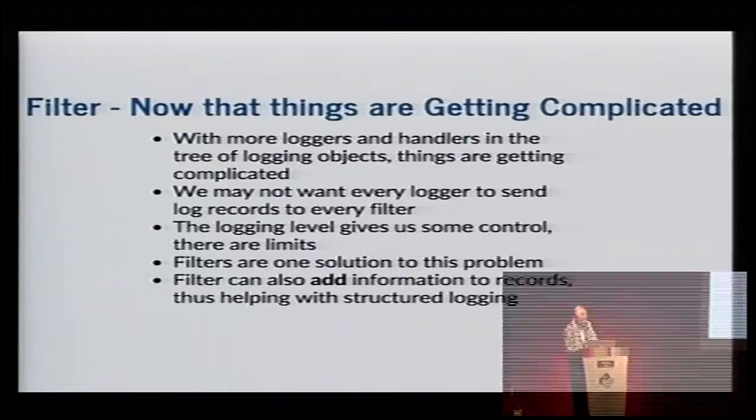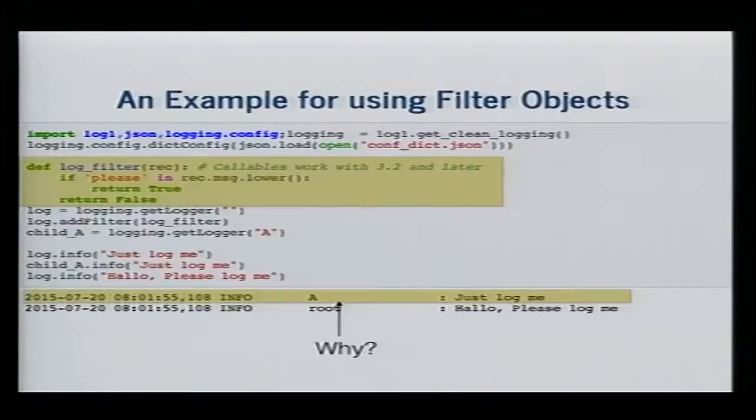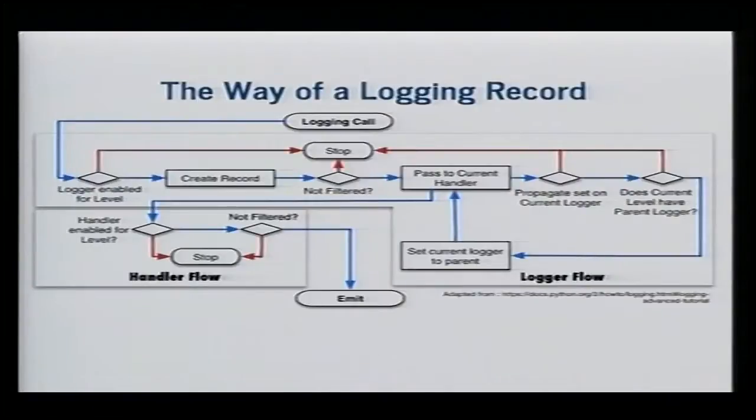I'm going to go a little bit faster because there's one thing that I'd like to show you. You can add filters. Filters are a little bit of dark magic. It's just a function that you call with your log message, which then decides whether it gets passed on or not. You can also modify the log record. So if you want to add extra information, you can do that. And for that, I just refer you to the IPython notebook.